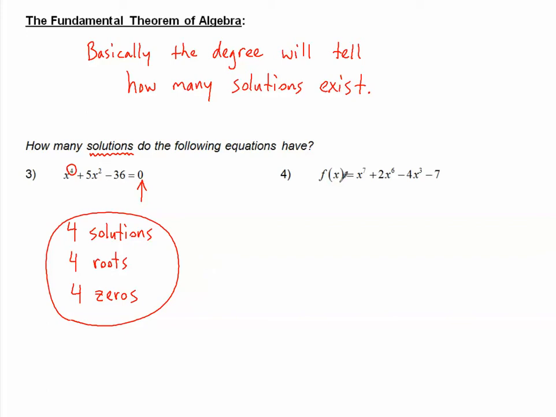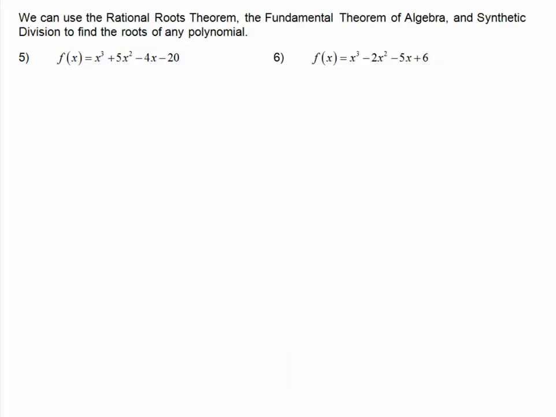So if we call it f of x, I'm looking at the degree here, 7. Okay, great. That means that there are 7 solutions. It's really that simple. You look at the degree, and that will tell you how many solutions there will be. How many are real and how many are imaginary, we need to do some more math before we can answer that. Okay, so let's look at our examples 5 and 6. We're going to be using the rational roots theorem, the fundamental theorem of algebra, and synthetic division to find all of the roots of our polynomial.